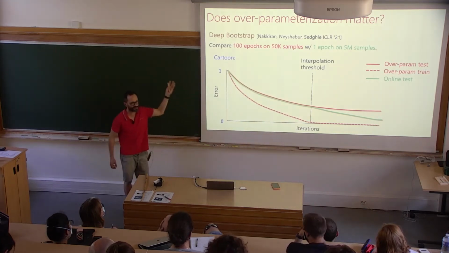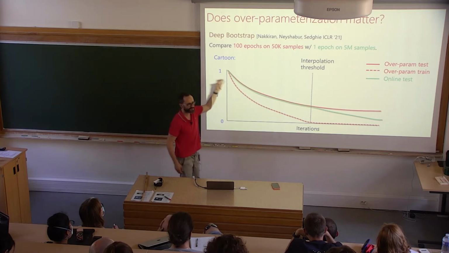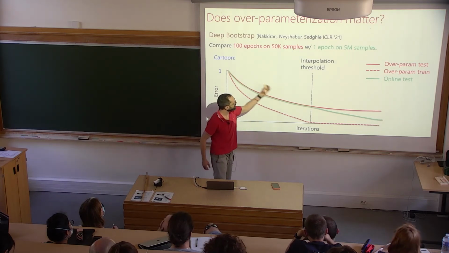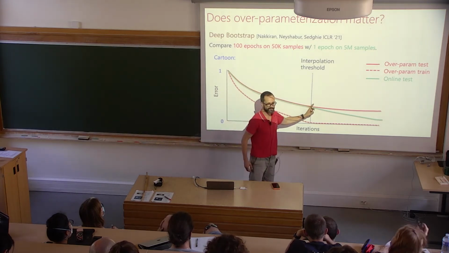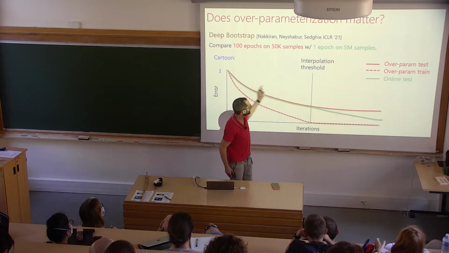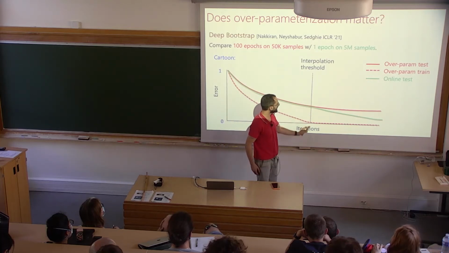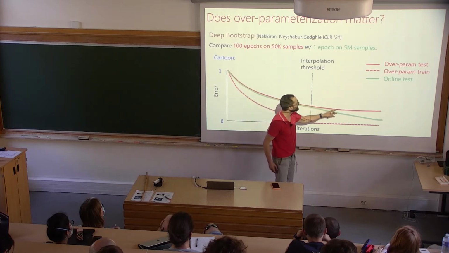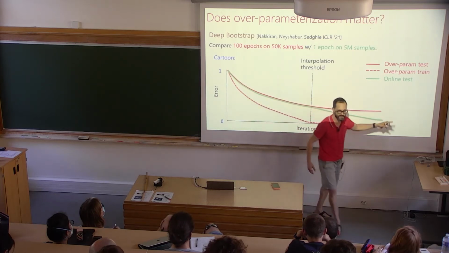But it's still kind of very surprising. You got 100 times as many data. Up to this point, it didn't really matter. At this point, you kind of saturated your training data. You have learned what there is to learn about it. And at that point, they start to diverge. The online model can do better. Yes?